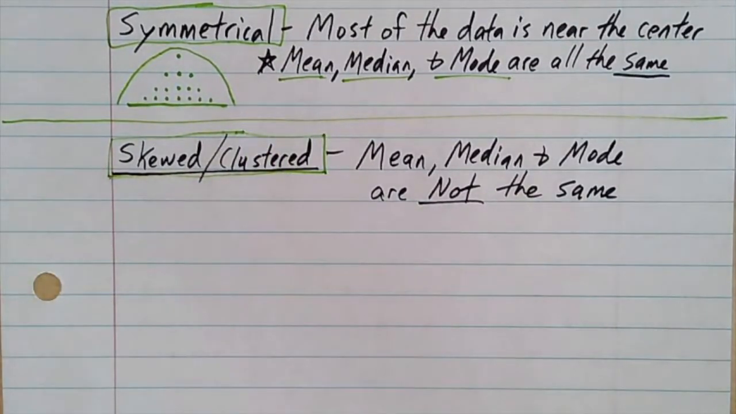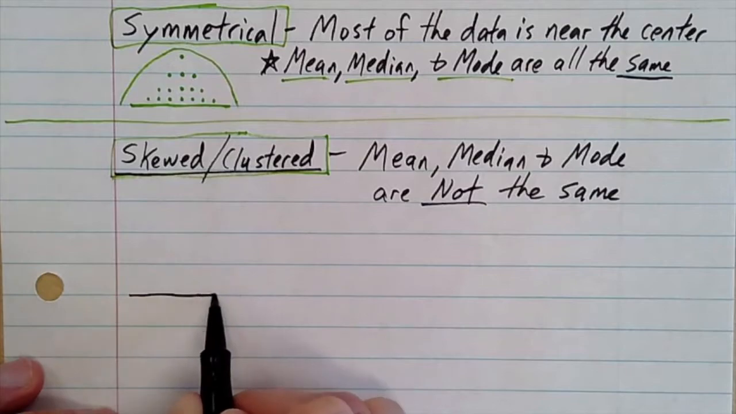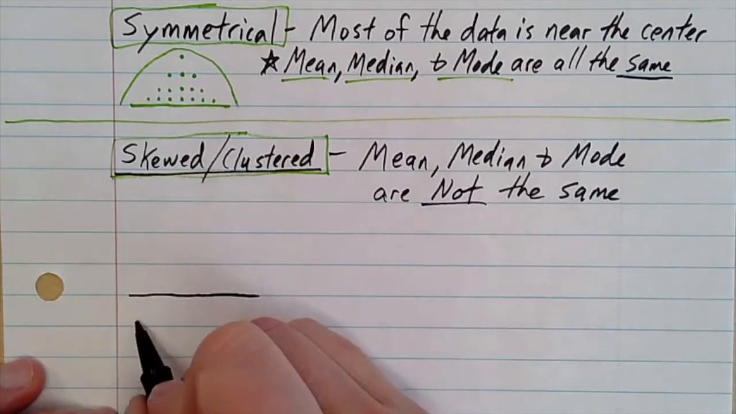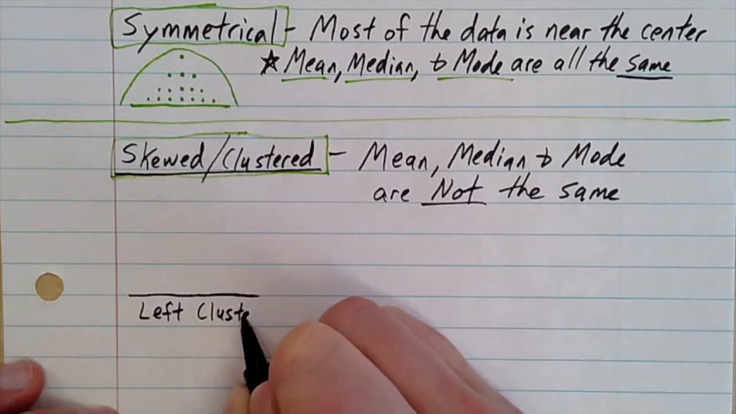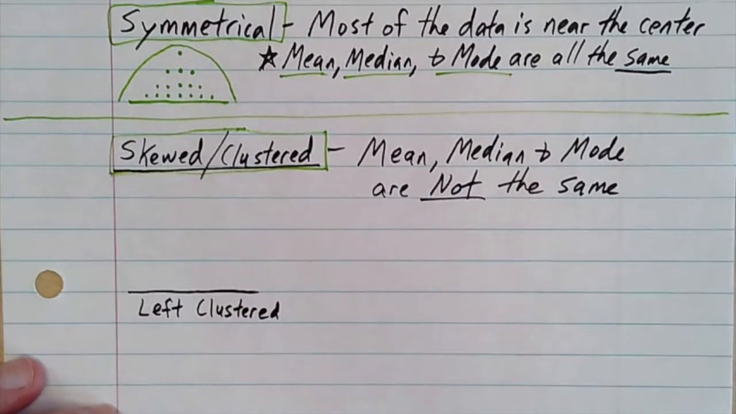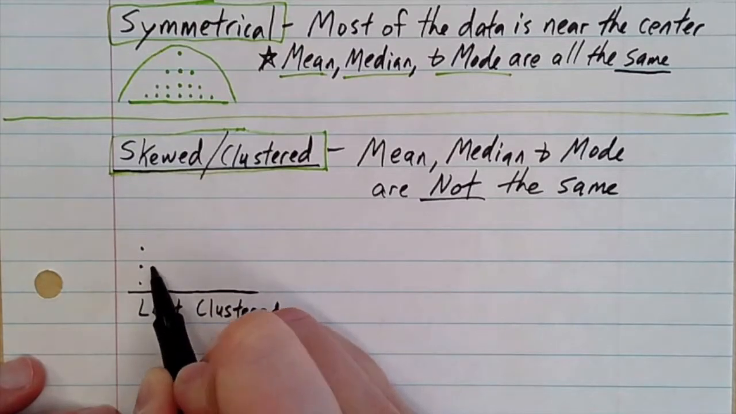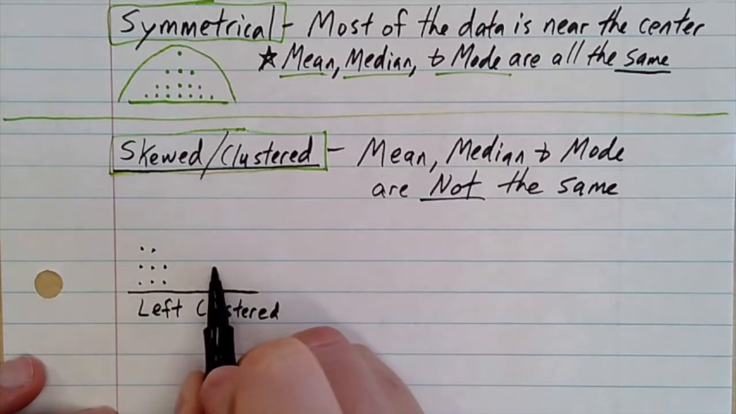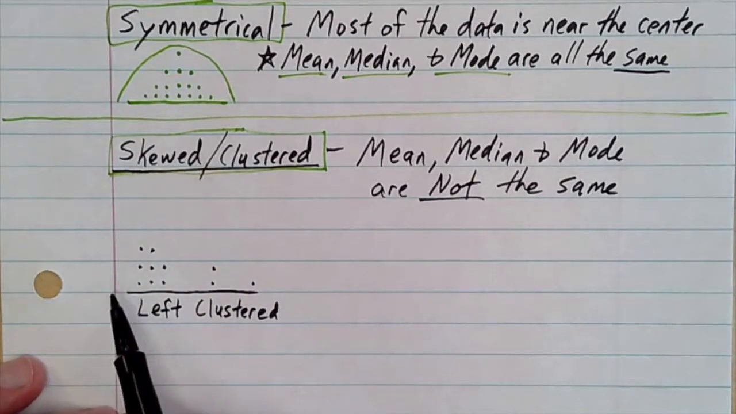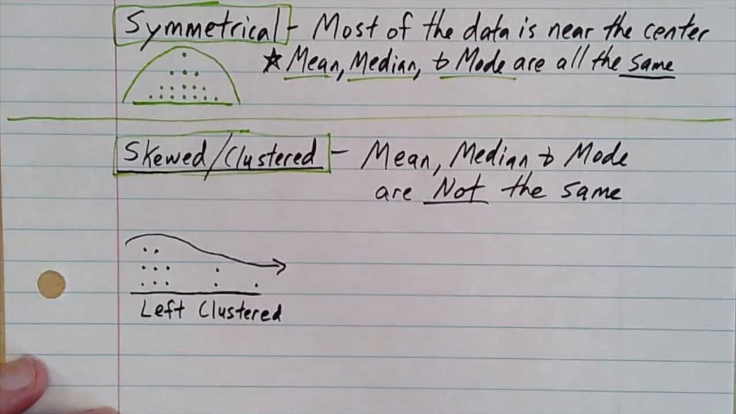We talked about, if I trace this line right here and call this one left clustered, that means most of the data is clustered on the left. So maybe I've got 1, 2, 3 dots, and then 1, 2, 3 dots. Maybe I've got 2 dots, and then I go a little ways and I might have 2 and then 1. Most of it's clustered to the left, and we called it that it tailed to the right.